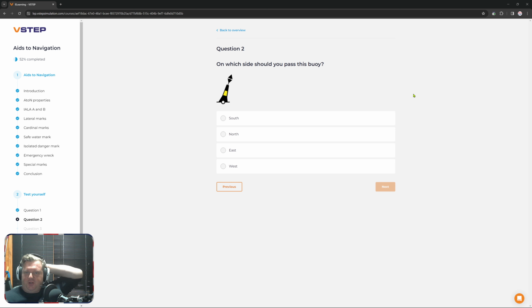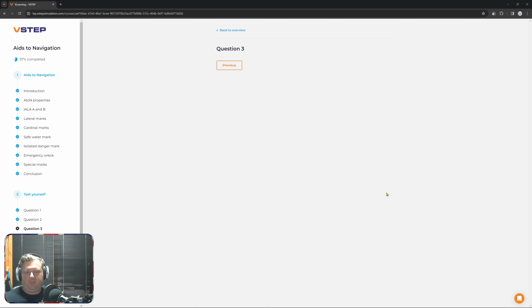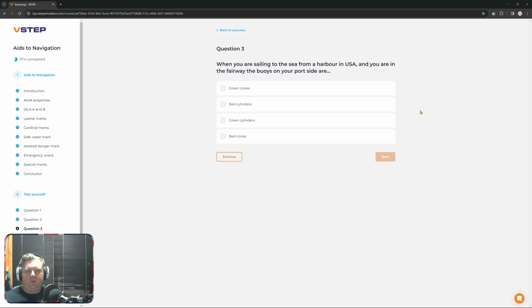On which side should you pass this buoy? Well, thankfully, I remember it's east because of the egg shape. When you are sailing to the sea from a harbour in the USA, you are in the fairway. The buoys on your port side are... Oh, no. I knew I should have paid attention to this. So it's the opposite of what I'm used to.